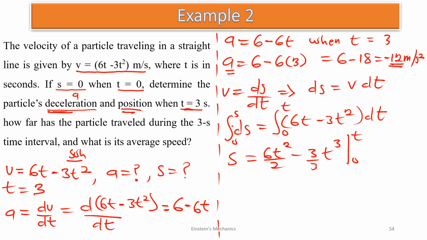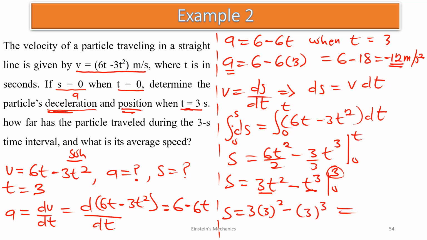So finally, my x is going to be 3t squared minus t cubed from 0. Now the t we are evaluating at is 3. If you put in the 0, all will run to 0, so we will just put in the upper one, which is 3 by 3 squared minus 3 by 3 cubed. And that is going to be 0. So meaning at 3 seconds, the particle is at what? At 0. Remember, at t equal to 0, x is equal to 0. So at t equal to 3, x is also 0.